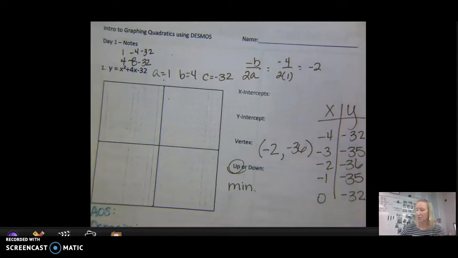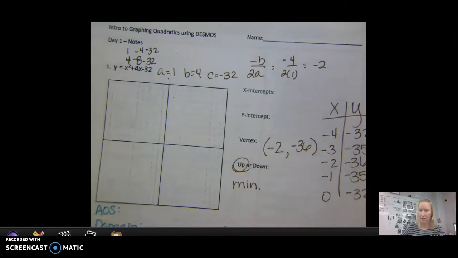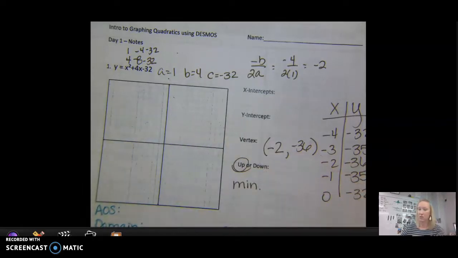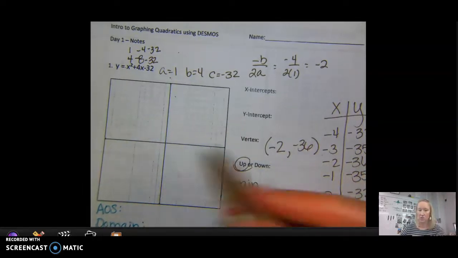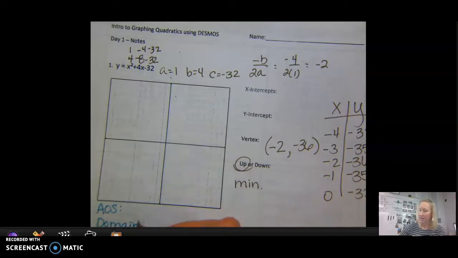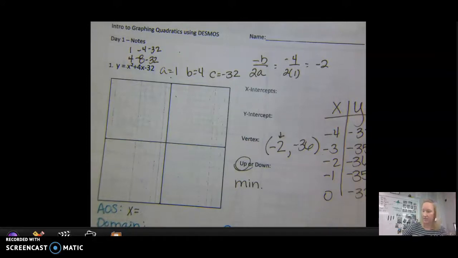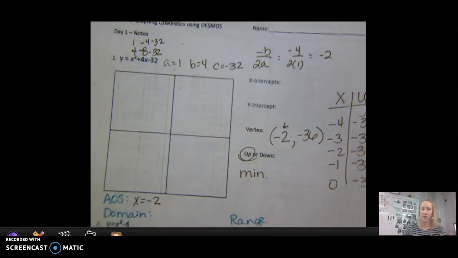Now this one is completely off the graph, right? So I'm not actually going to have you graph this one. Examples 2, 3, and 4 you are going to graph because those are going to be on here. My AOS is an x equals line. Remember, it's x equals whatever your x at the vertex is. So it'd be x equals negative 2.